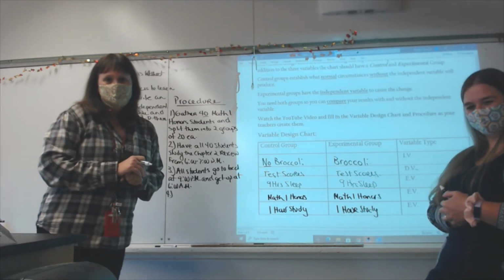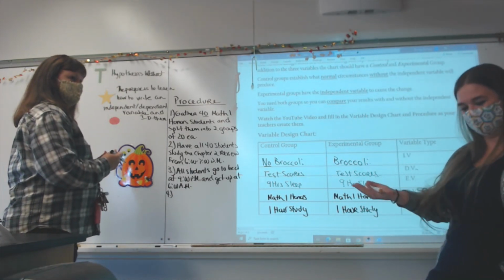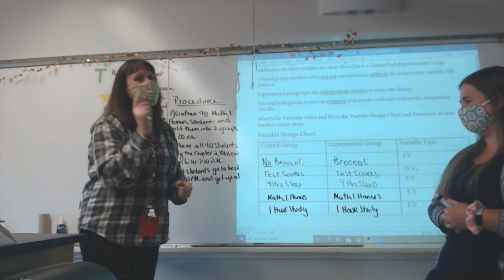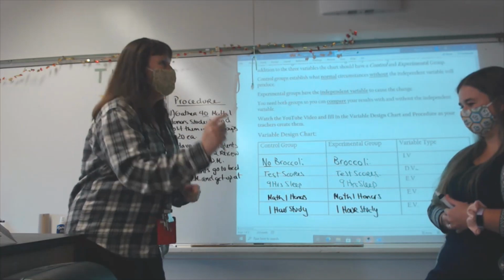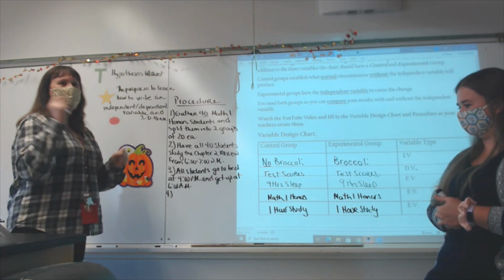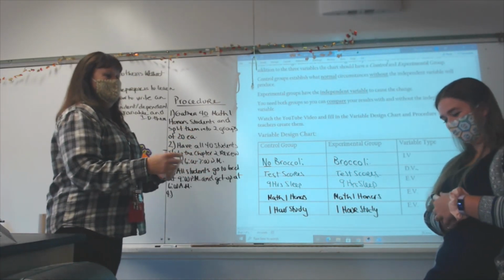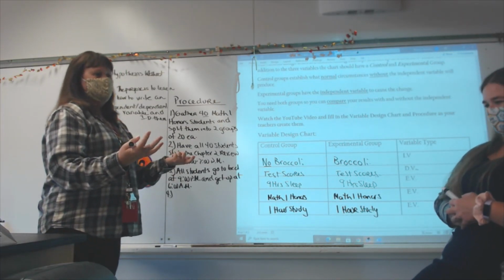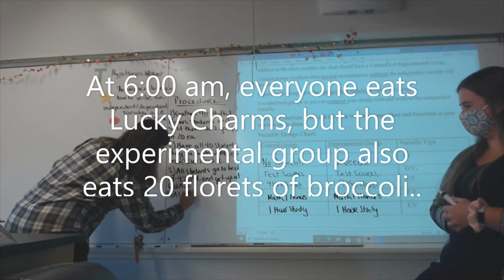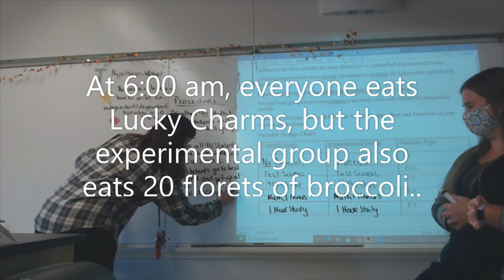Okay, now what happens, Ms. O'Leary? Well, now it is the morning of the test, and everybody is going to get up at 6 o'clock, get ready for the day, and they need to eat some breakfast. But with one group of 20, what do they have to have with their breakfast? One group of 20 needs to eat broccoli. Can the other group not eat at all? Well, that would not be healthy. We need to make sure they eat some breakfast. So everybody is going to have Lucky Charms for breakfast. Okay. At 6 a.m., everyone eats Lucky Charms.